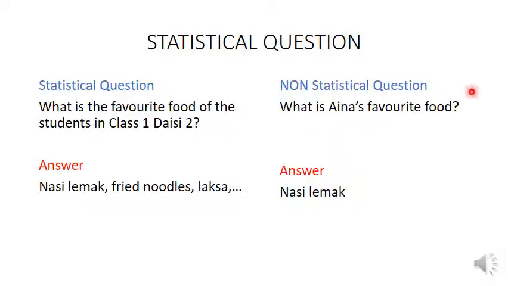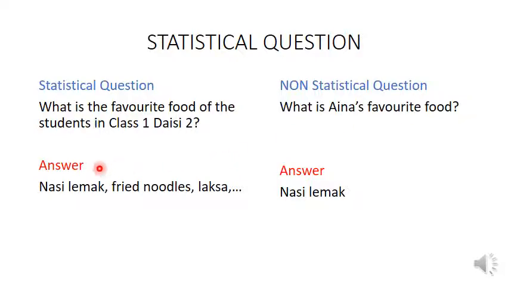Whereas, look at the example for a non-statistical question. What is Aina's favorite food? To get the answer for this question, no need to do any survey. Just call Aina and ask, what is your favorite food, Aina? And then Aina will answer your question.